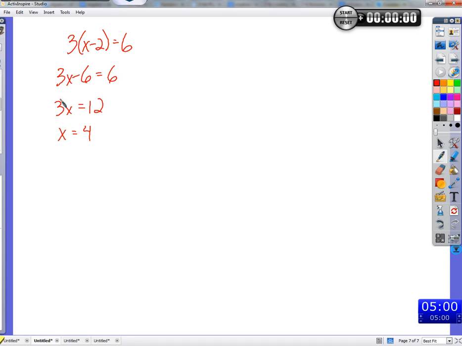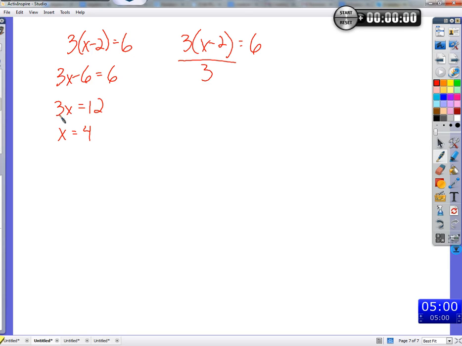instead of multiplying it in and then dividing it away just a couple steps later, how about this: we've got 3 times something is 6. So on this side, could we just divide by 3 on that side without distributing it? Is that okay? Yeah? No? Yes? Sure. No?